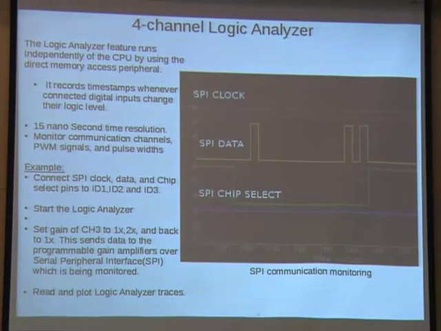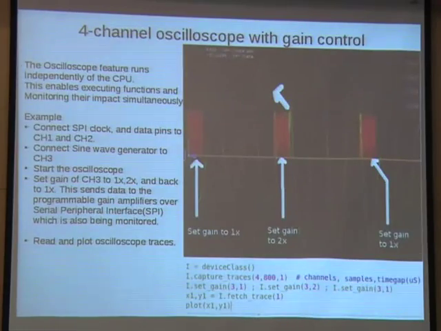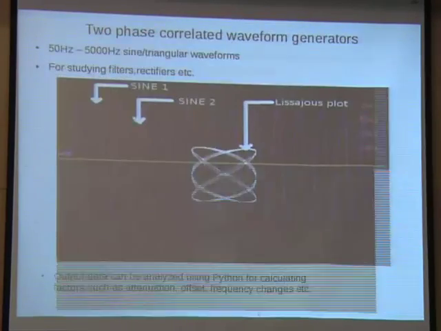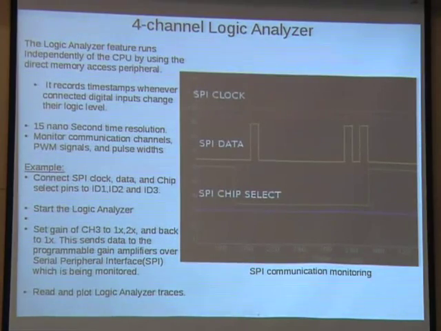Okay, so I mentioned a four-channel logic analyzer. This is used for measuring, again, digital signals and precisely timing the values between them with a 15 nanosecond least count. This is, again, monitoring an SPI communication channel. What you saw with the oscilloscope was that its speed is limited to 1 megasample per second, so you don't get very clear pulses. The logic analyzer, on the other hand, only records the points where the pulses change their logic level, and you can clearly interpret the data that is sent across.